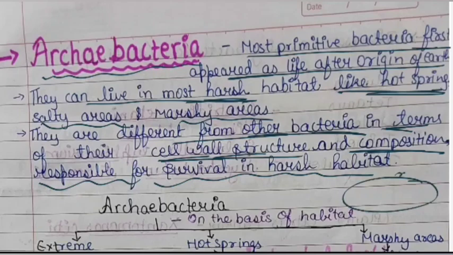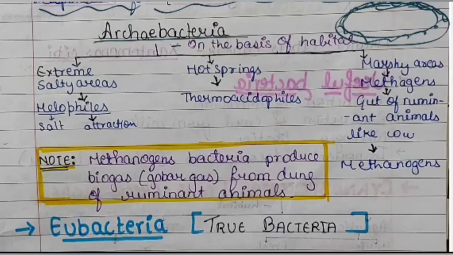So we can see a diagram of bacteria here, and this is the cell wall of the bacteria. This bacteria basically has a cell wall which possesses a different composition in comparison to other bacteria. These bacteria can be classified on the basis of their habitat. The first one is found in extreme or salty areas. These bacteria are halophiles, which means they are attracted towards salt.